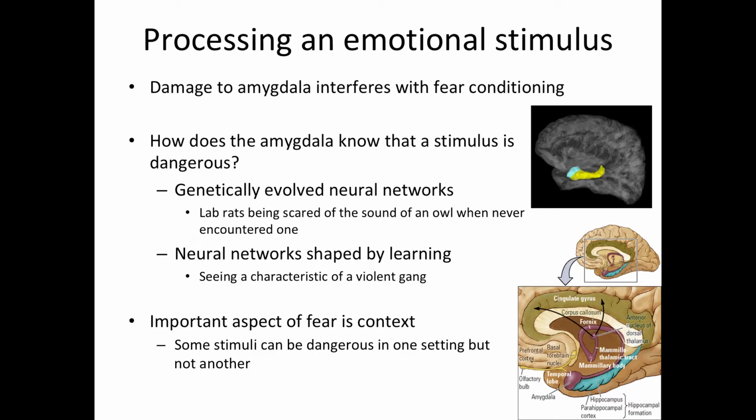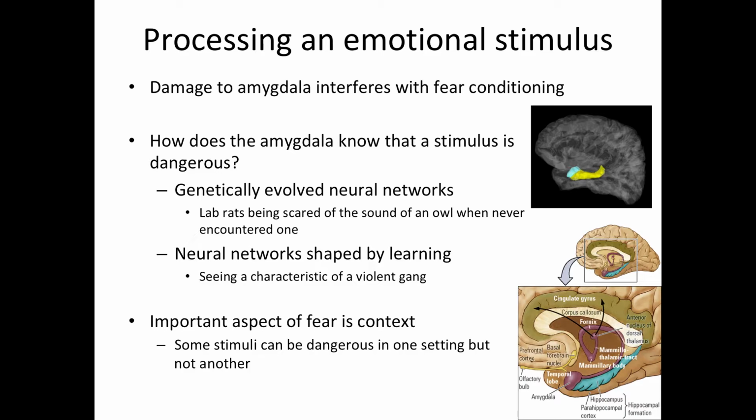So how does the amygdala know that a stimulus is dangerous? So in LeDoux's view that we talked about 2 slides back, there are 2 possibilities. So both implicate neural networks, one genetically involved and one is shaped by learning.